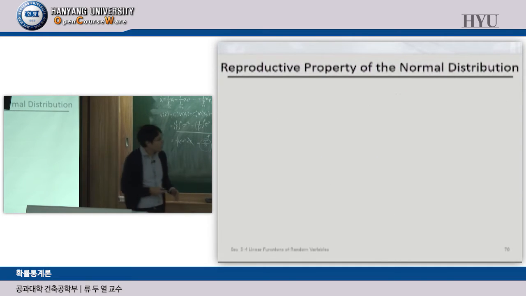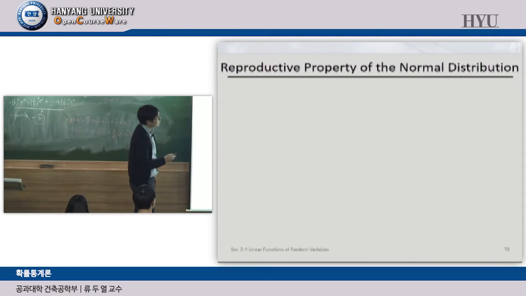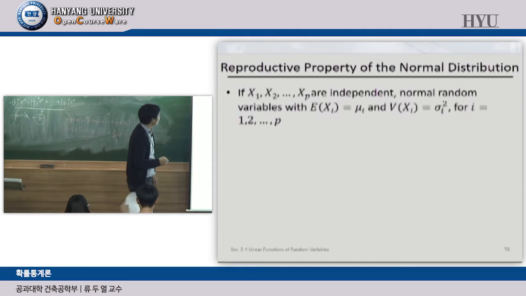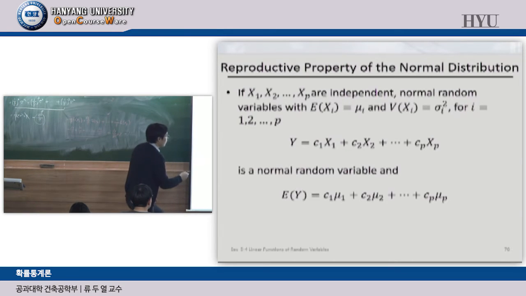And also, we are going to discuss the reproductive property of the normal distribution. If x1, x2, up to xp are independent, and these have the normal distribution with the mean of xi equal to mu i, and the variance of xi equal to sigma i square, where i is from 1 to p, we have this linear relationship. And y is also following the normal distribution for this case.